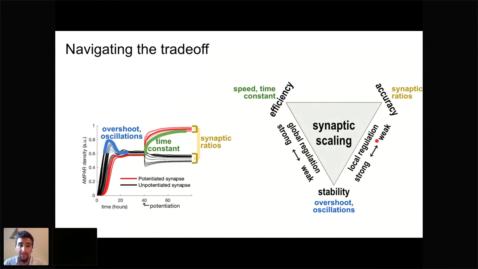So let's go back to this slide to reorient ourselves. So far, we've shown that global control improves speed at the cost of stability, and local control improves stability at the cost of accuracy. Now, how might a neuron prioritize accuracy? This brings up the efficiency-accuracy trade-off, and this is mediated by internal pool size. So let's go back to the model to see how this one works.